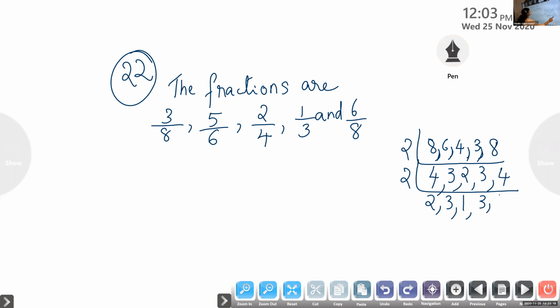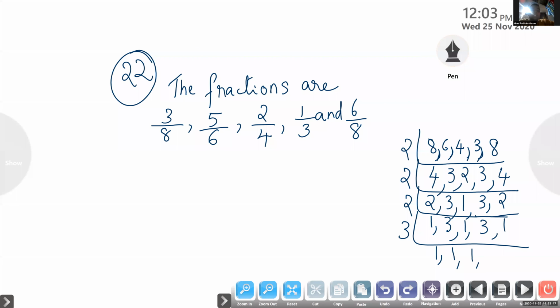2, 2. Now again we will do 2. 2 divided by 2, 1, 1. 3 we will write the same. 3 divided by 3, 1. Here we will write 3 the same because here we are going to divide. 2 divided by 2 is 1. Now next one, we have only 3 here. 3 divided by 3, 1. Now all the numbers became 1. Now find out the LCM.